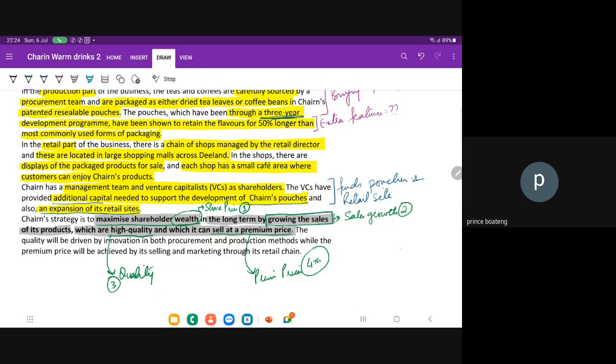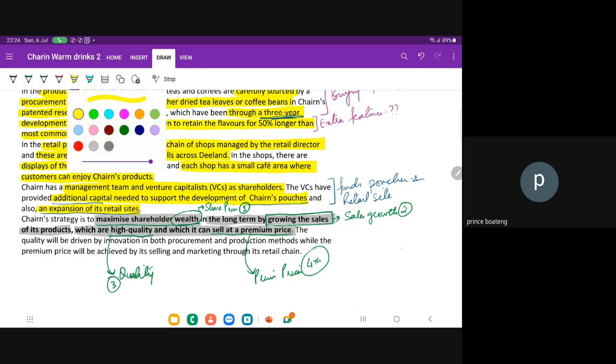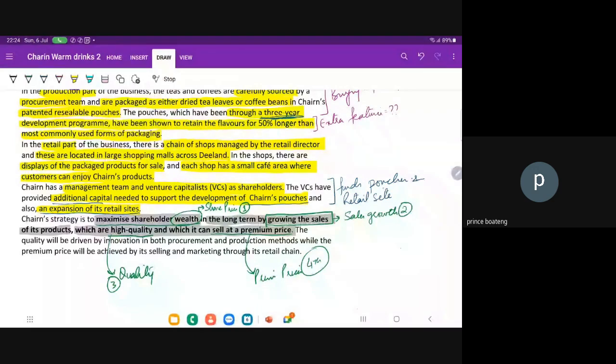So all these four things should be present in your performance measurement report. The quality will be driven. Now they are focusing on what we call a secondary objective. Quality is the main target, but they want to improve. Quality will be driven by innovation in both procurement and production methods.